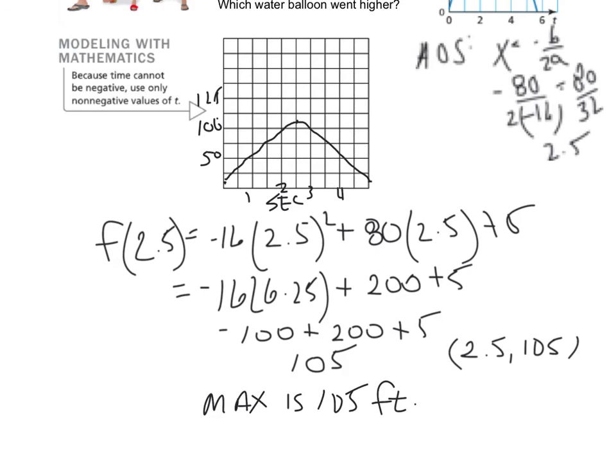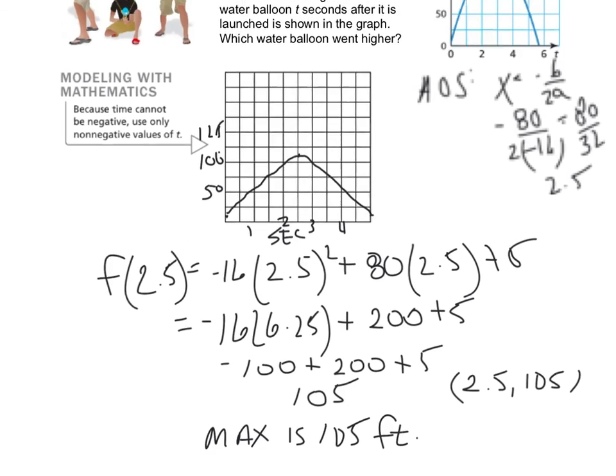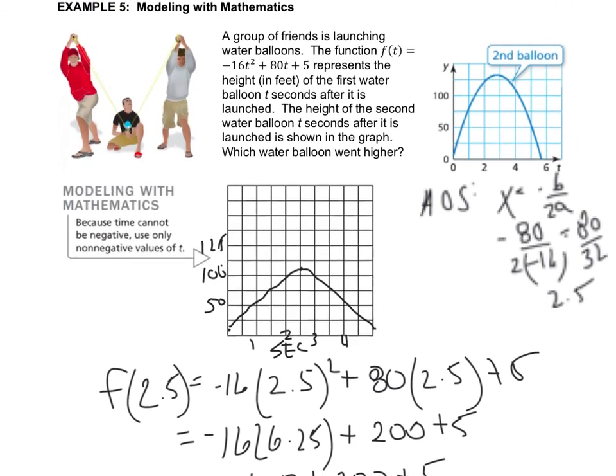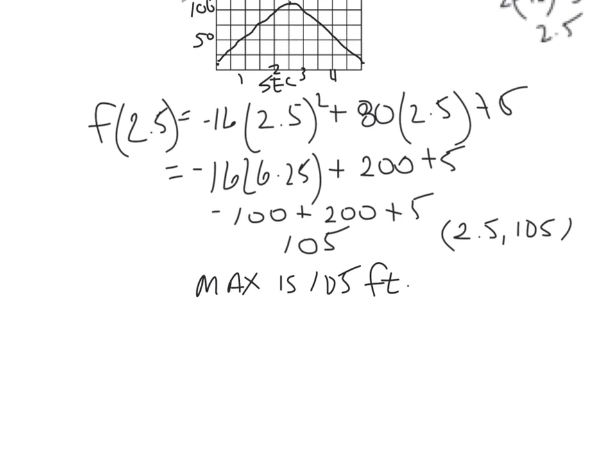Okay, in this problem, we don't really need the graph at this point because we did the work to find that maximum number. So to answer the question, which was, which water balloon went higher? The higher balloon was the second balloon because it clearly went above the 105 mark. So the second balloon went higher.